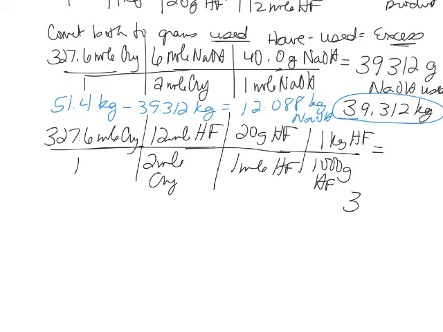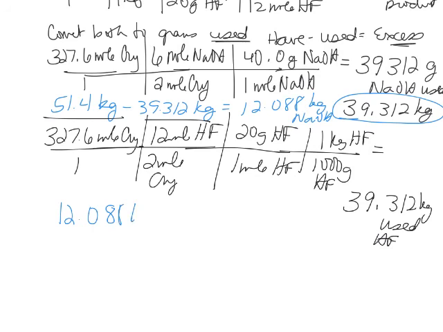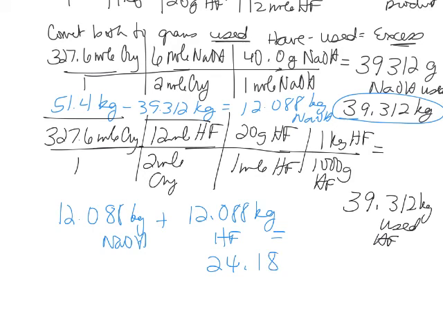So when you do that, ironically, it works out to be 39.312 kilograms. And this is used. And remember, you started with the same one, 51.4 kilograms minus that. So your excess really is 12.088 kilograms of sodium hydroxide plus 12.088 kilograms of HF. And that's going to give you 24.18 kilograms of the total mass of your excess reactants left over after your reaction is complete.